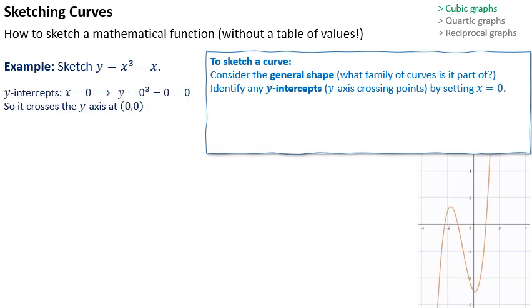If we put x equals 0 into this, predictably enough, we get 0. 0 cubed minus 0. So we know now that our curve crosses the y-axis at the origin.